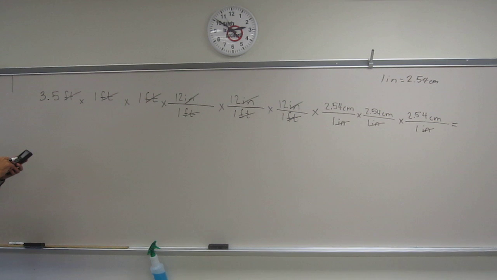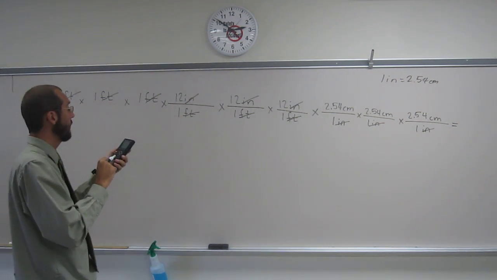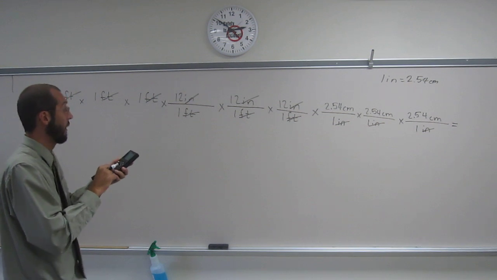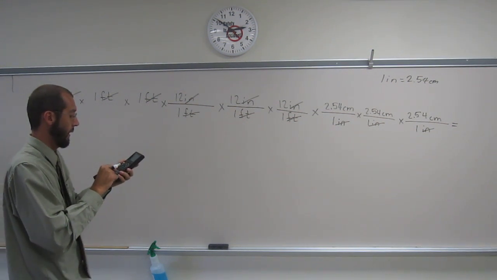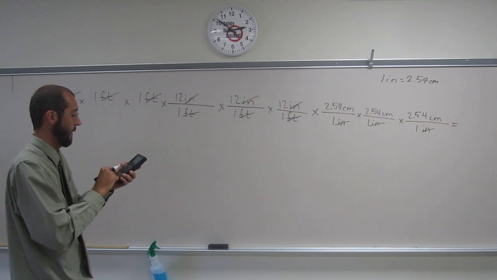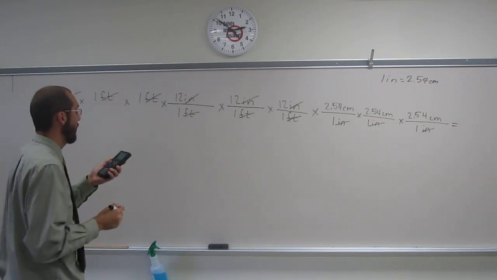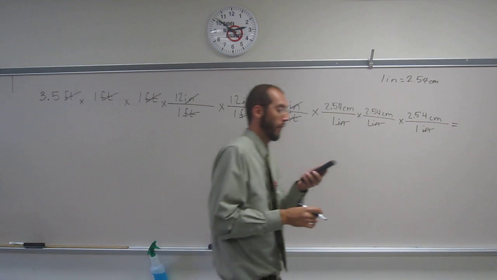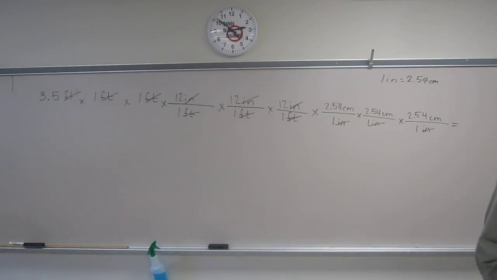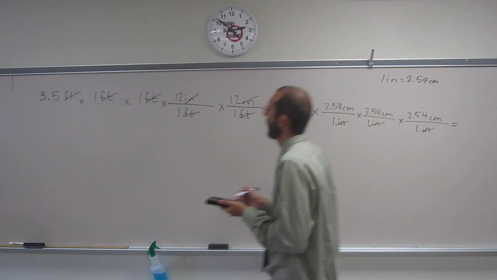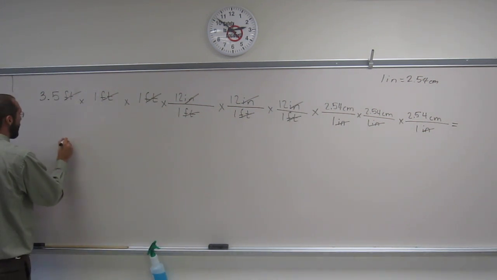So let's do it together. 3.5 times 1 times 1, right, times 12 times 12 times 12 times 2.54, times 2.54, times 2.54, okay? So I get, on my calculator, 99108.963072. Is that what I'm going to put up there? Anybody? No, right? What am I going to put?